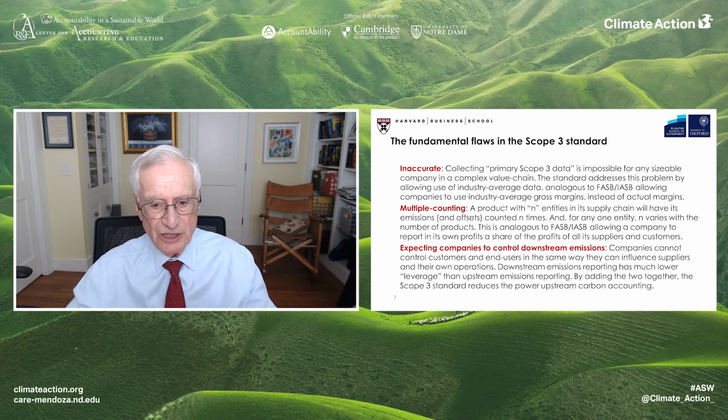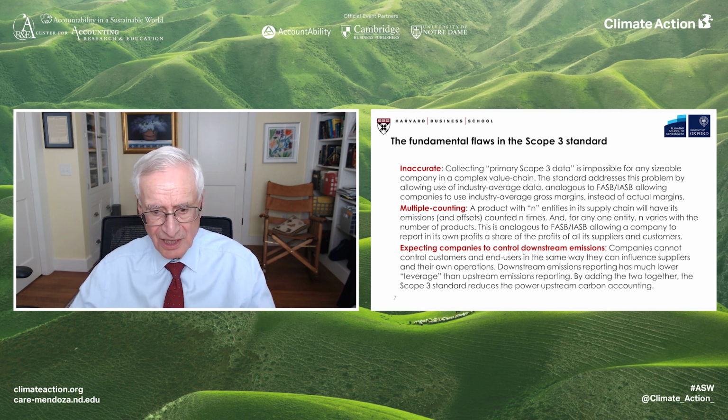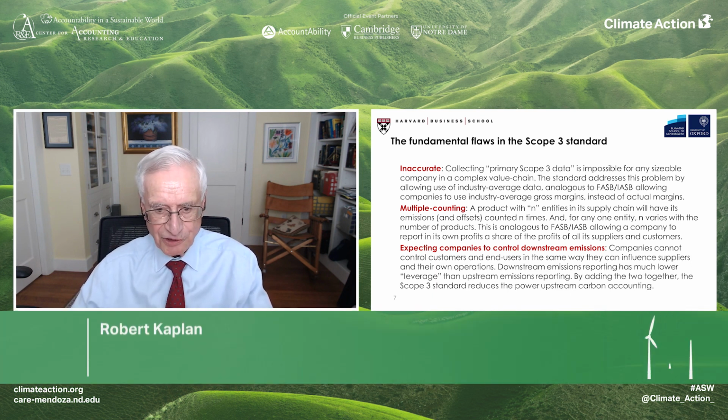But companies have virtually no control over how the customers are going to use their products, and they don't even know who their customers' customers are. So they have no knowledge of them, and certainly they have virtually no control over how their customers are going to use the product or embed it in their own products and services. So we have these three really significant problems that are inherent to the Scope 3 standard.